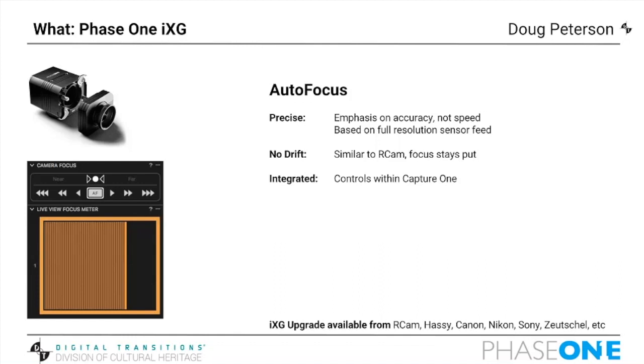And finally, especially for those migrating from an R camera, you'll find the integration of the IXG to be excellent. It is directly controlled within Capture One, both the shutter speed, the aperture, the ISO, the focus, as well as deploying the shutter itself or triggering the camera. All of that is done within Capture One.